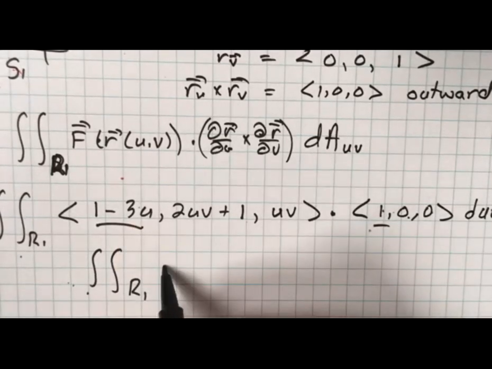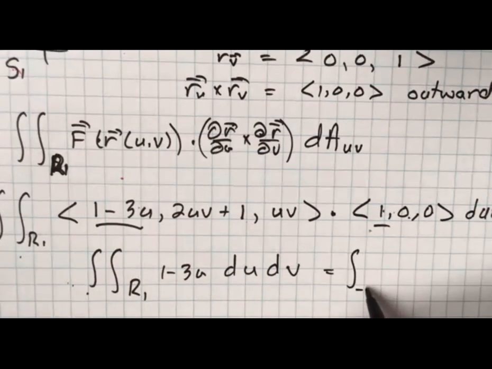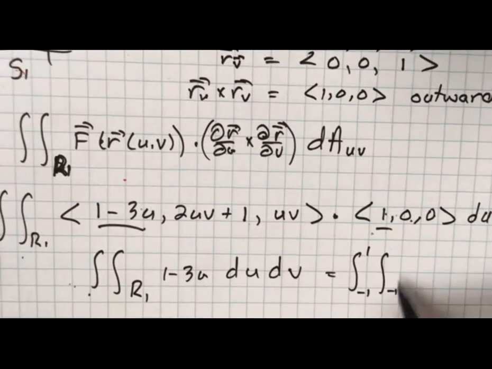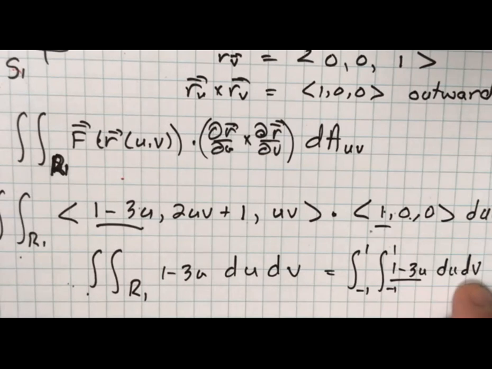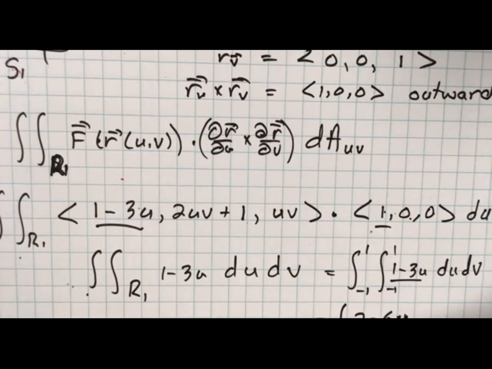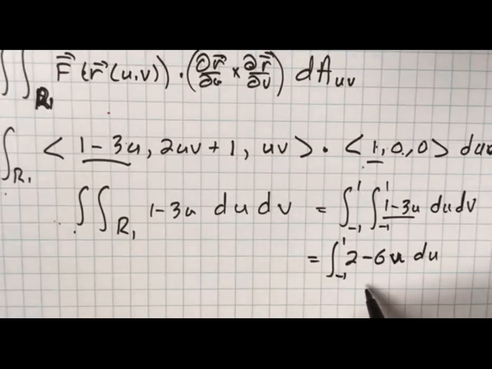So I get the integral over R1 of 1 minus 3U dU dV, and U and V were both going from minus 1 to 1. There's no V in this integral, so with respect to V I'll just be multiplying 2 times this quantity. That's a shortcut you have to be comfortable with. Then evaluate from minus 1 to 1 of 2U minus 3U squared.